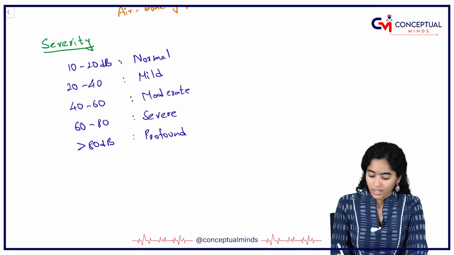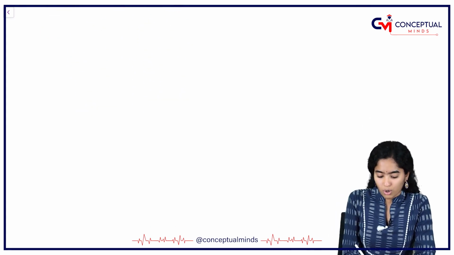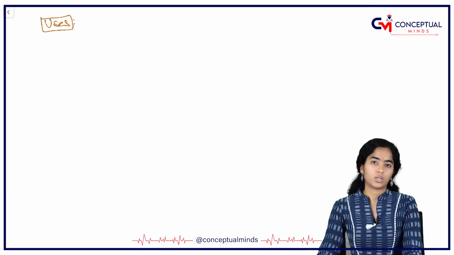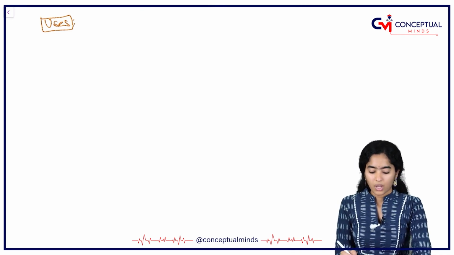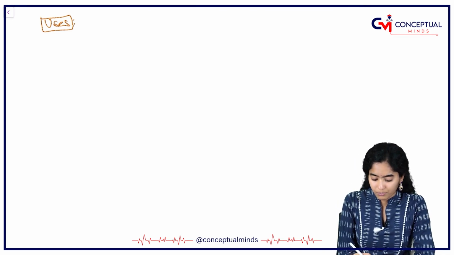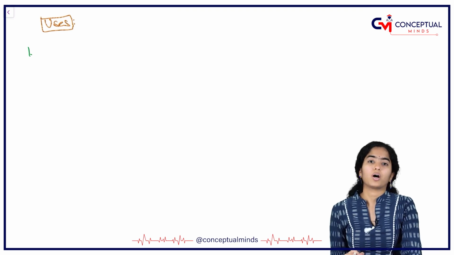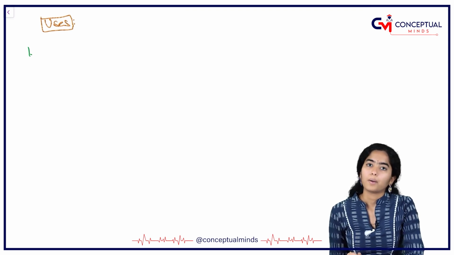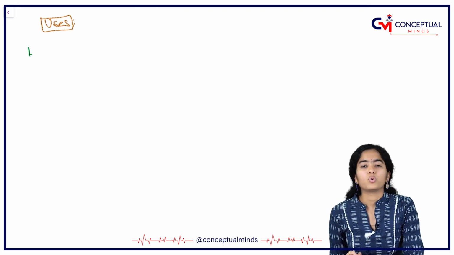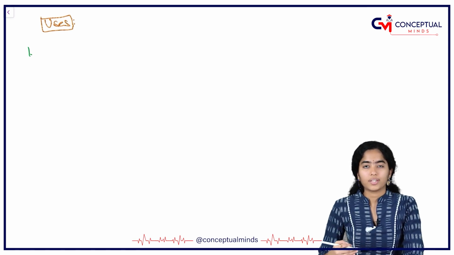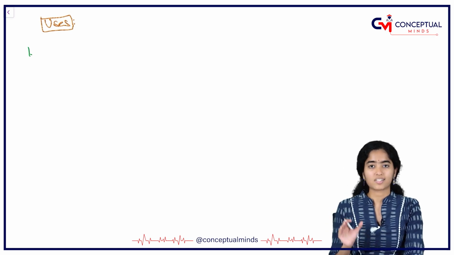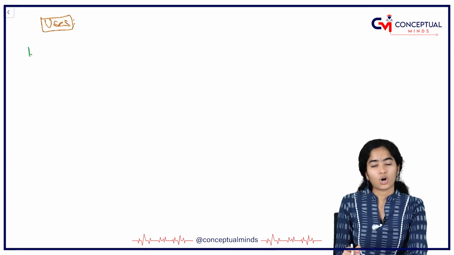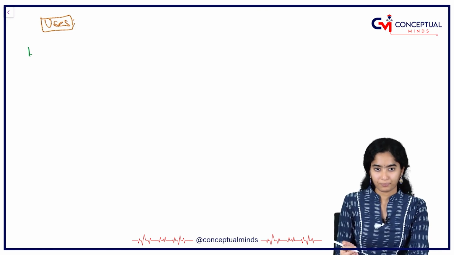Now let us see the uses of pure tone audiometry, and with this, we can conclude this topic. So first and foremost, what is a PTA giving you? It gives information about the threshold of hearing by both air conduction and bone conduction. And based on that, you can obtain the degree and type of hearing loss. That is the primary and first purpose of a pure tone audiogram.